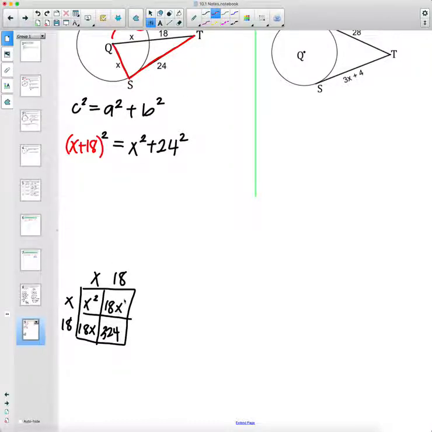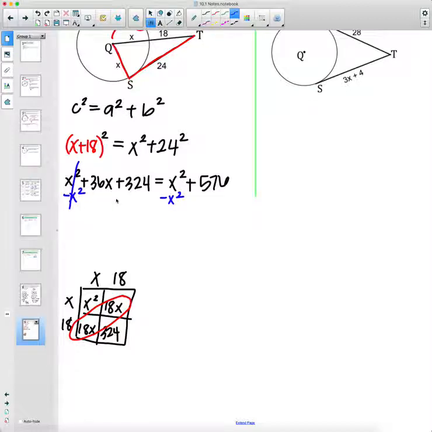So then we would have like terms here when we take this out. Okay, so we'd have x squared plus 18x and 18x is 36x plus 324 equals x squared plus, and then 24 squared is 576. Okay, so then notice that you have an x squared on both sides, so I'm going to subtract x squared to get those together, and they're actually going to cancel out on both sides. So then I'm down to 36x plus 324 equals 576.